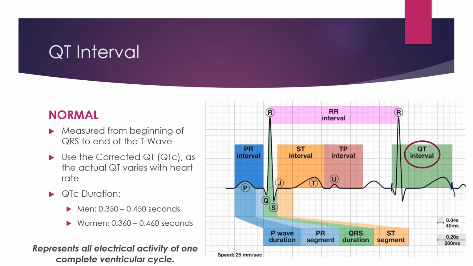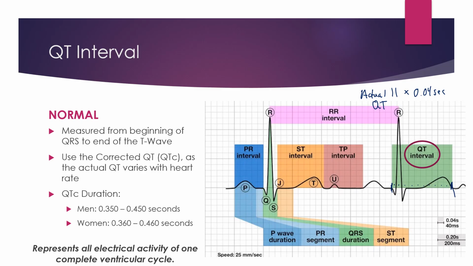Okay, so there's two things that you have to know. One is that you have an actual QT. So if I came over and counted this, I'd go 1, 2, 3, 4, 5, 6, 7, 8, 9, 10. We'll round to 11 small boxes times 0.04 seconds, right? And this would give us our actual QT, okay?